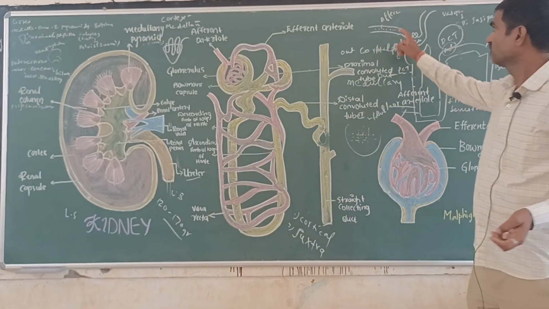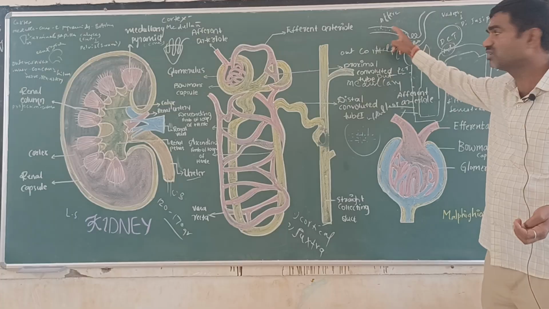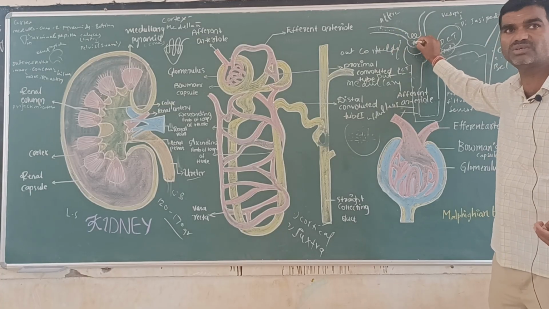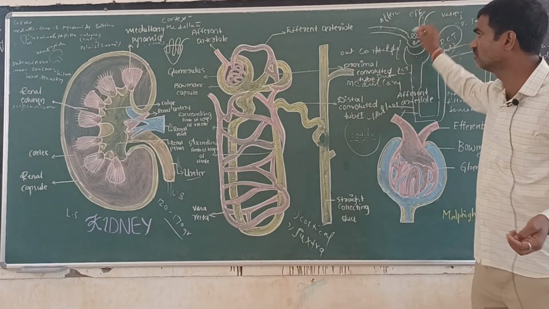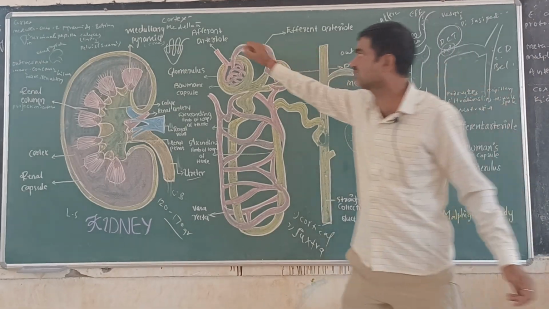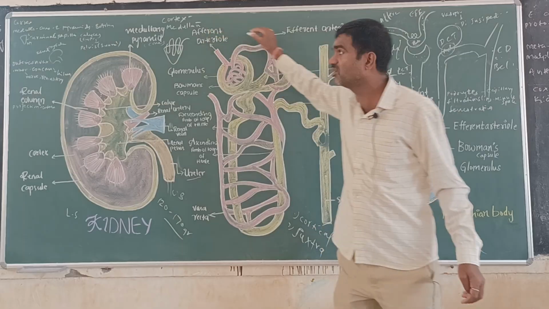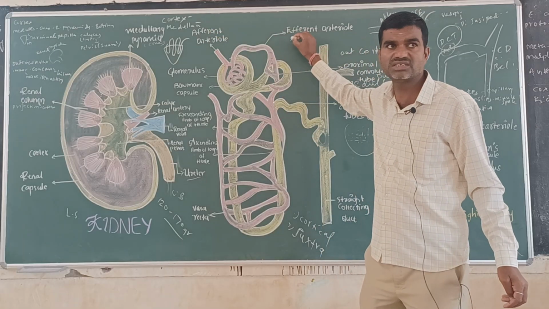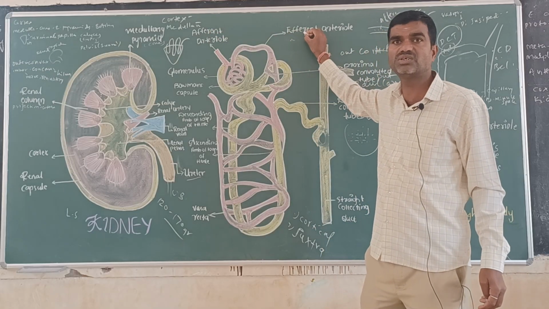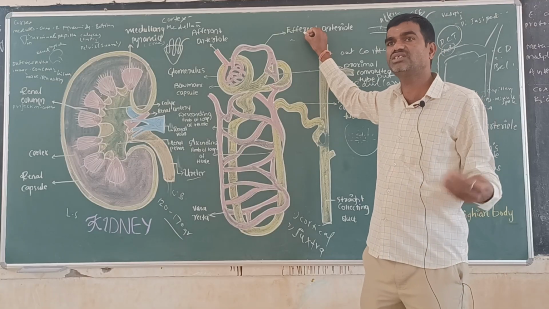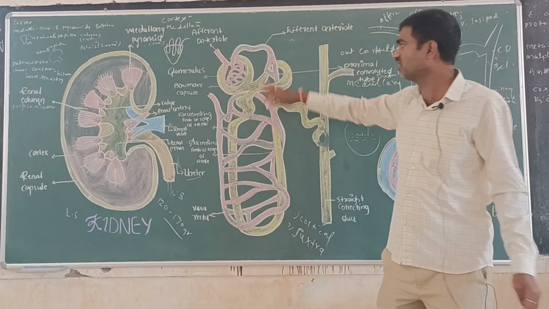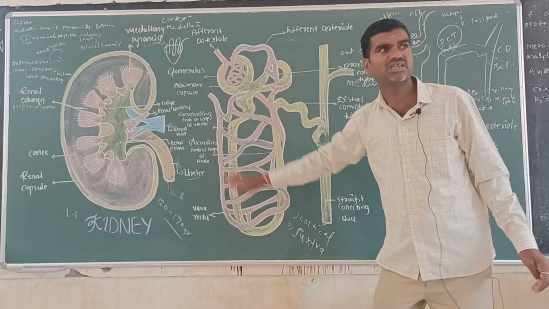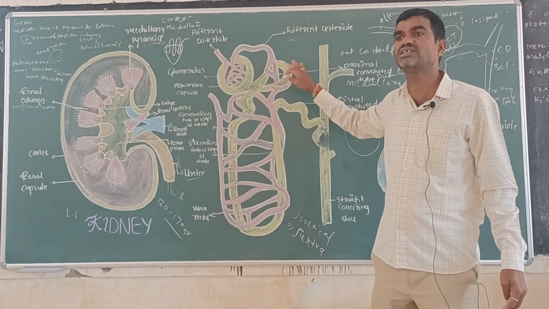Now see, this is the afferent renal arteriole. The blood is now coming into the glomerulus. Through the glomerulus, it is reaching the efferent renal arteriole. From the efferent renal arteriole, where is the blood going? It is going into the peritubular capillaries. A network-like structure is formed here. This is called the peritubular capillary network.